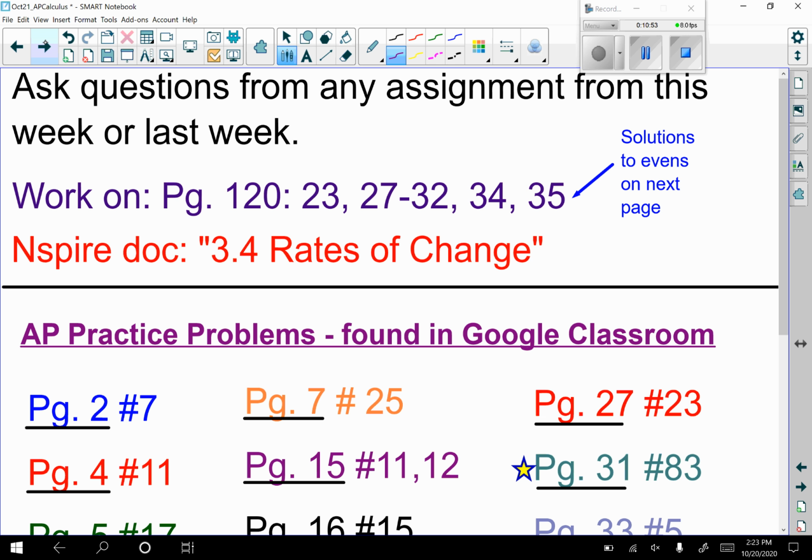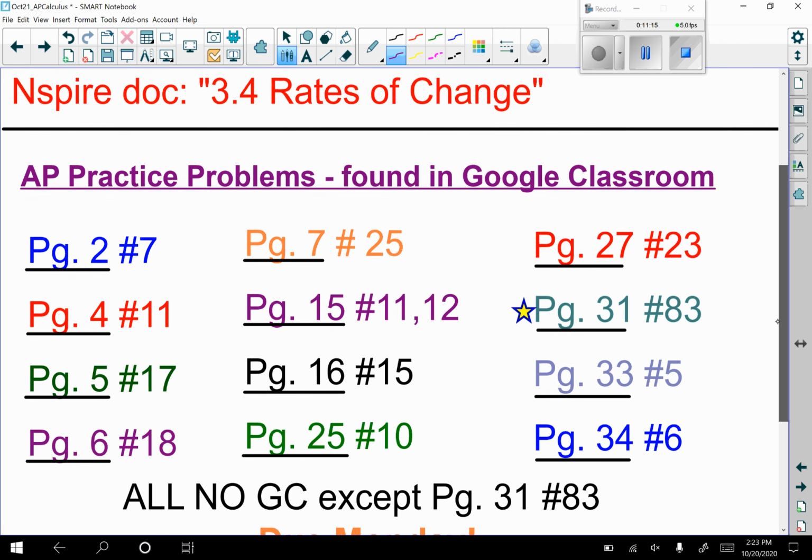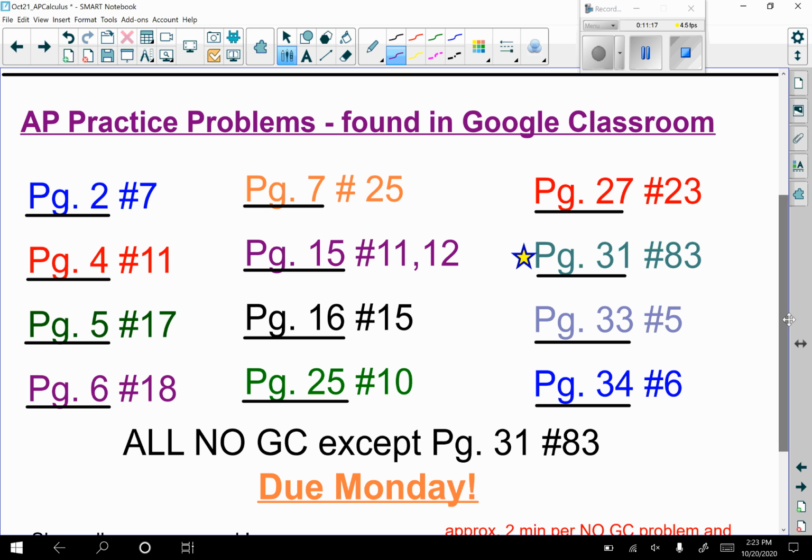All right, also, if you have any questions from any other assignment, any parts of the assignments, please let me know. On the next couple pages, I've got the solutions to pages 120 and 121. I'll post that as a separate PDF. Still, please take the time to go through the Inspired doc, either on your calculator or watch the video for 3.4 rates of change. So now in Google Classroom, if you guys take a look, let me bring this up, but I'll put this on a separate PDF as well.